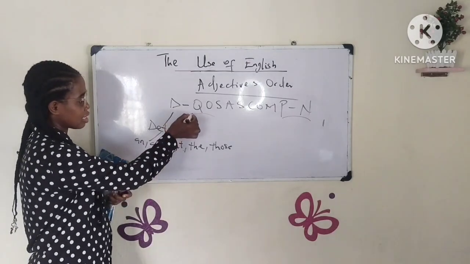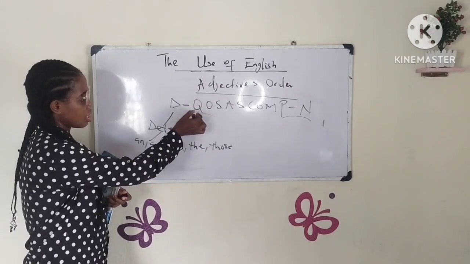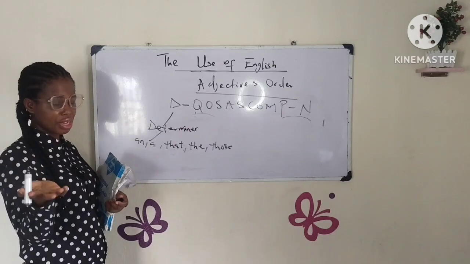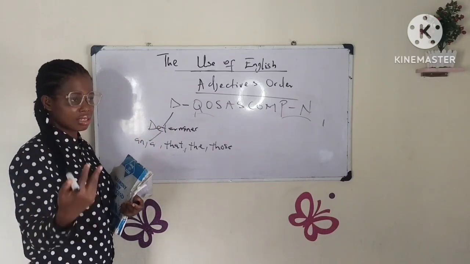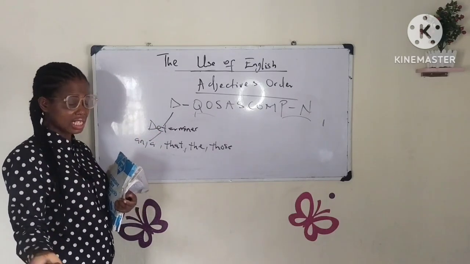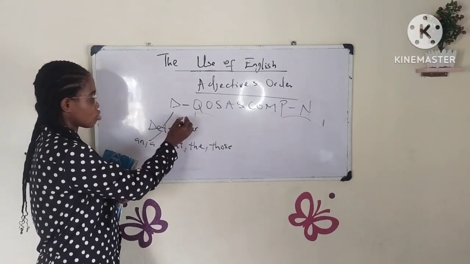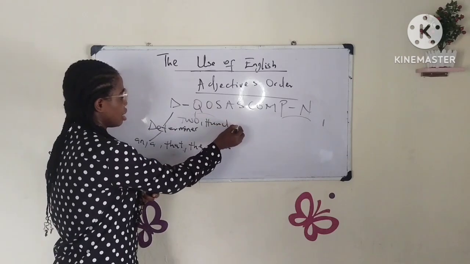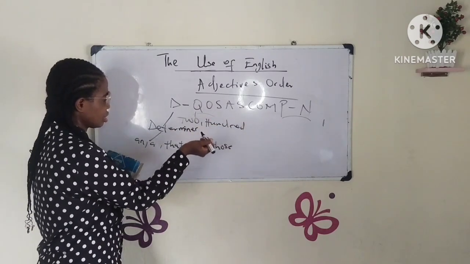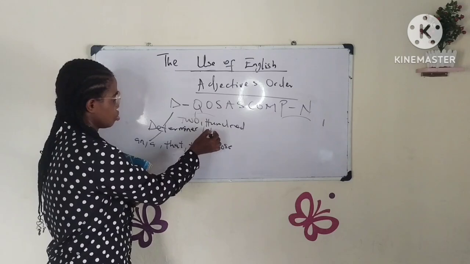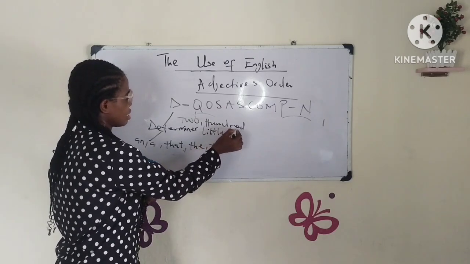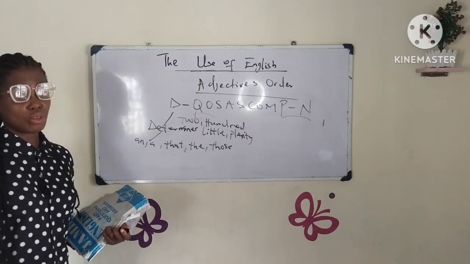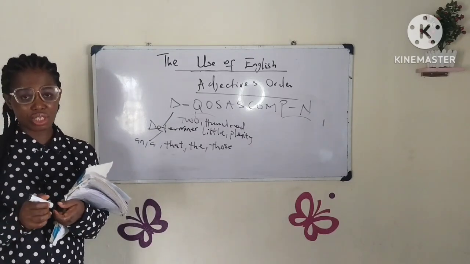So the next one is quantity. Now quantity refers to how many, how many or how much something is. Examples are 200, 100, little, plenty, etc. Those are words that show the quantity of something.